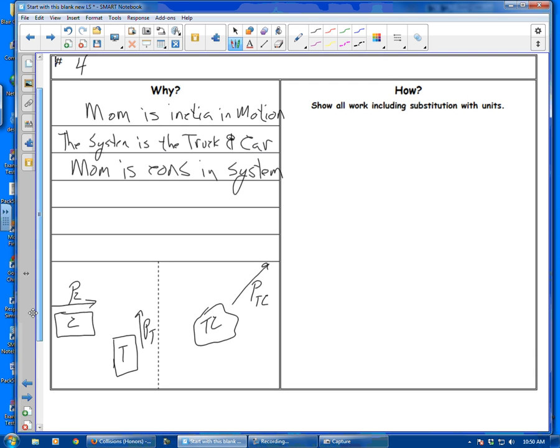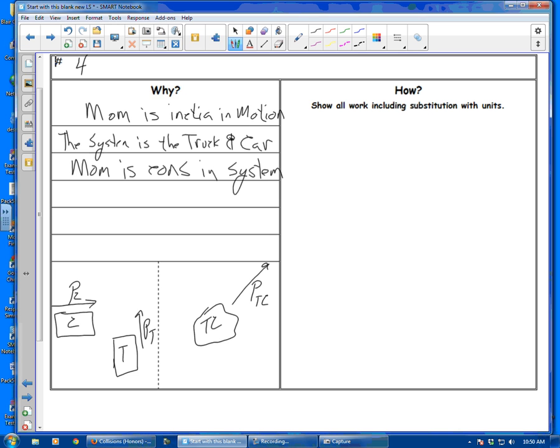Is there anything else that I need? Let's see. I think that would be about it for my why. Showing clearly that I understand what a momentum is, that I understand that the two of them together make a system, and that momentum is still conserved in that system. Is kinetic energy conserved in this system? No, only in elastic. So not in this one at all.